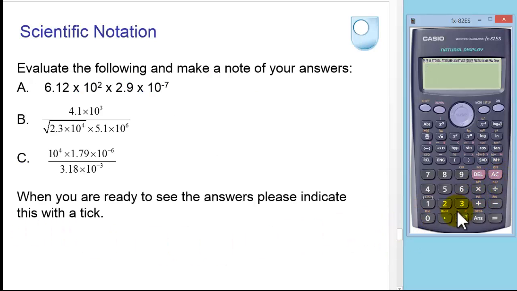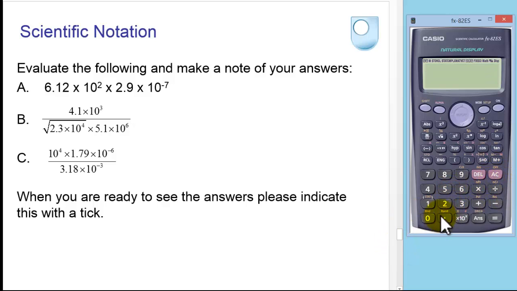So just to run through some examples of evaluating these calculations using scientific notation, just putting the first one in. I've got 6.12 times 10 to the power of 2, and then that's multiplied by 2.9 times 10 to the power of minus 7. Press equals, and that gives me the answer of 1.77 times 10 to the minus 4, giving the answer to 3 significant figures.